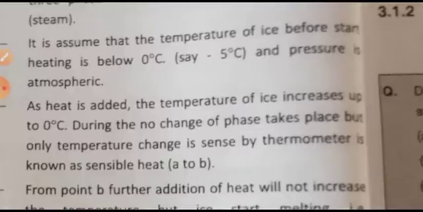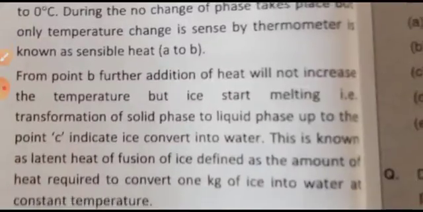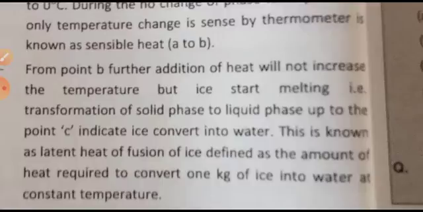Now from point B you will see that your gas is still on. Now what happened over here? The temperature first went from -10 to 0. The temperature goes on increasing, but the form remains ice.